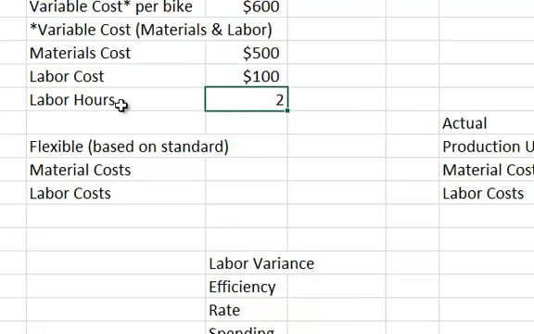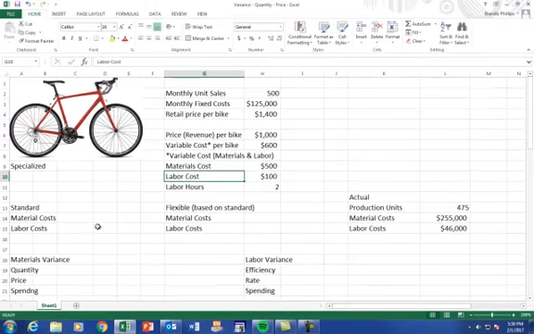Okay, so we're going to focus on the material cost and the labor cost to calculate these variances. So what we want to do is figure out what the standard cost is, and then what's the flexible cost, and then what's given here is the actual production of units for the month, the actual materials cost for the month, and the actual labor cost for the month of $46,000.